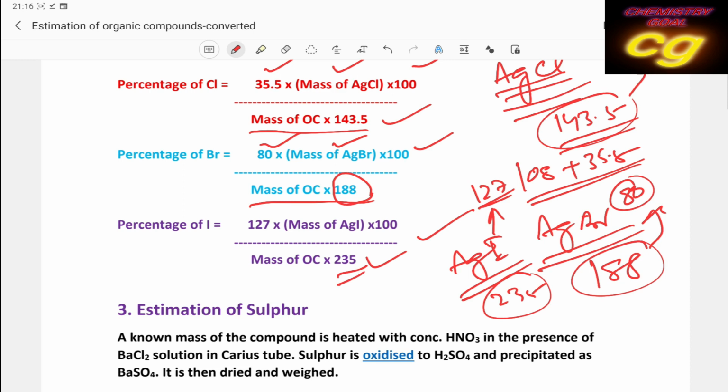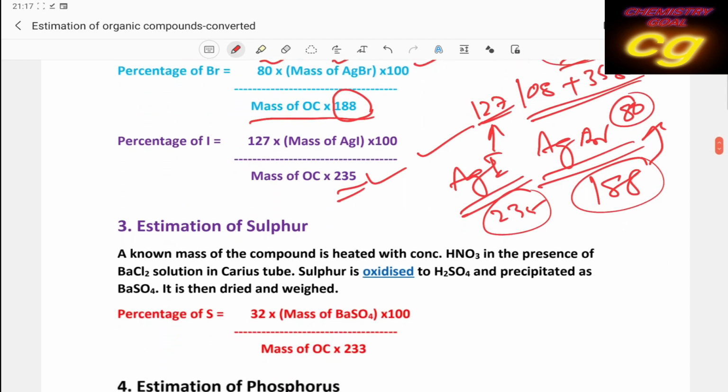You have to remember 235 is the molar mass of AgI, 188 is the molar mass of AgBr, and 143.5 is the molar mass of AgCl. You have to remember this. So this is about the estimation of halogens: chlorine, bromine, iodine.